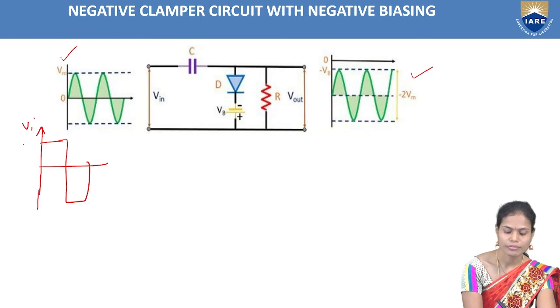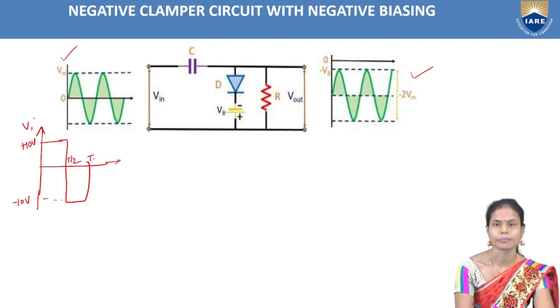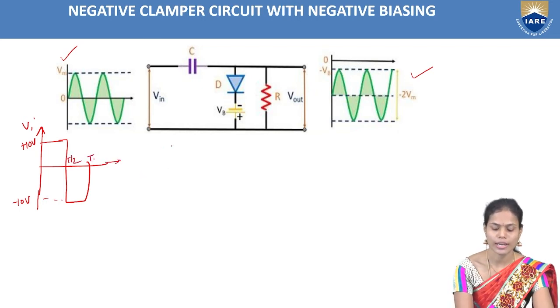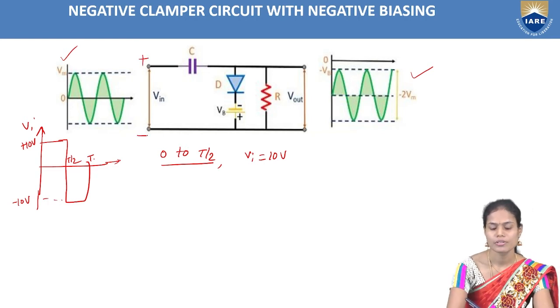a square wave with plus 10 volts and minus 10 volts, with T by 2 and T. To see the operation, I am taking the duration from 0 to T by 2. The input voltage is plus 10 volts. So here it is plus, here it is minus, which means for the anode terminal of the diode we are providing the positive voltage, and for the cathode terminal we are providing the negative voltage.